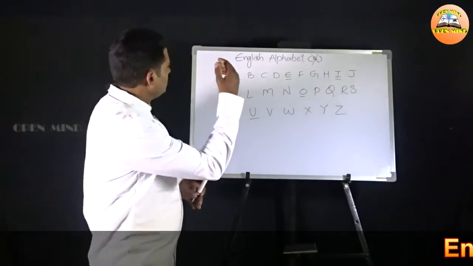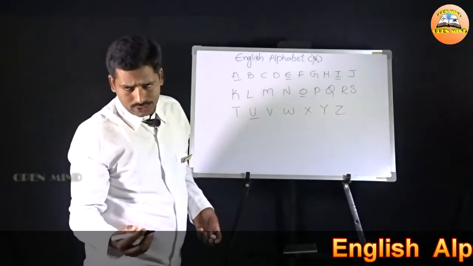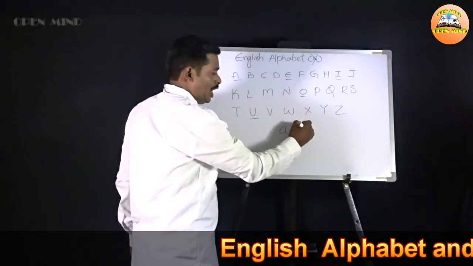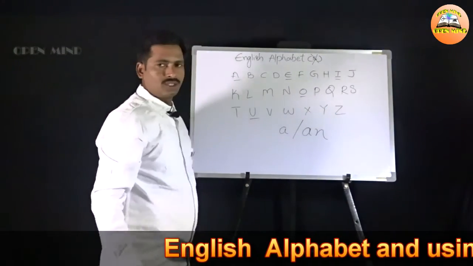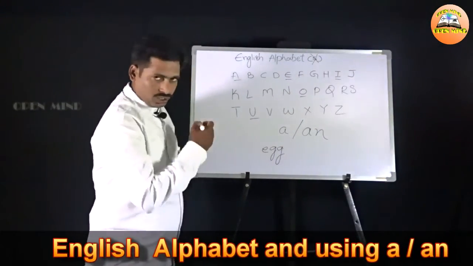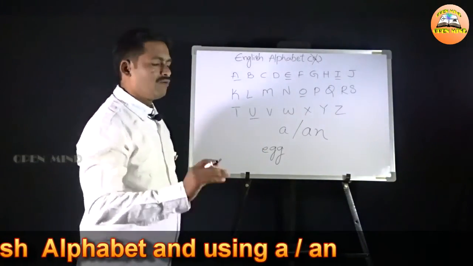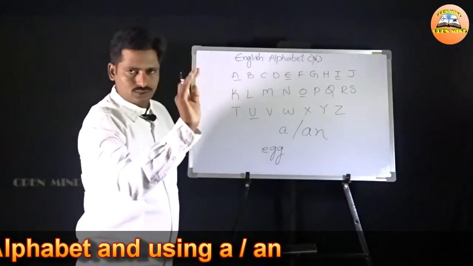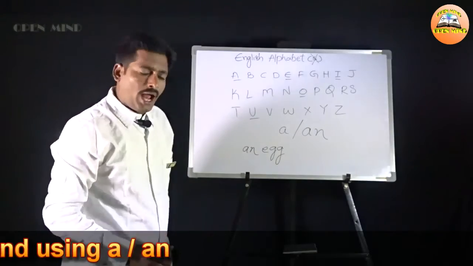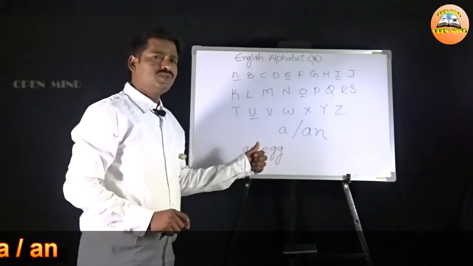Now, having known so, where can we apply this knowledge? We can apply this knowledge in case of deciding whether to write A or an. For example, there is a noun, there is a word, egg. This is a singular word. And when you are not particular about a certain egg, or you are not specifically mentioning so and so egg, then you can say an egg. And here I expect you to ask me a question: why should not we say a egg? Why should we say an egg?